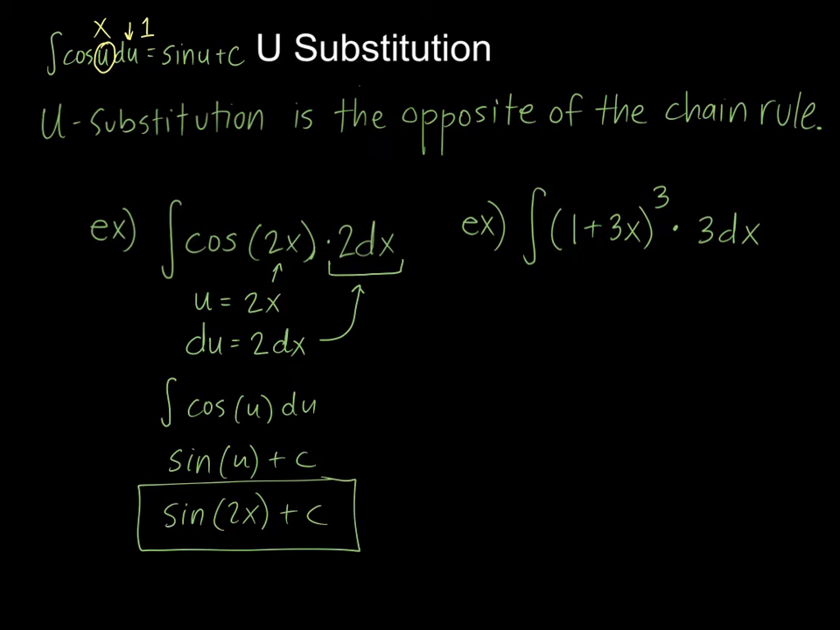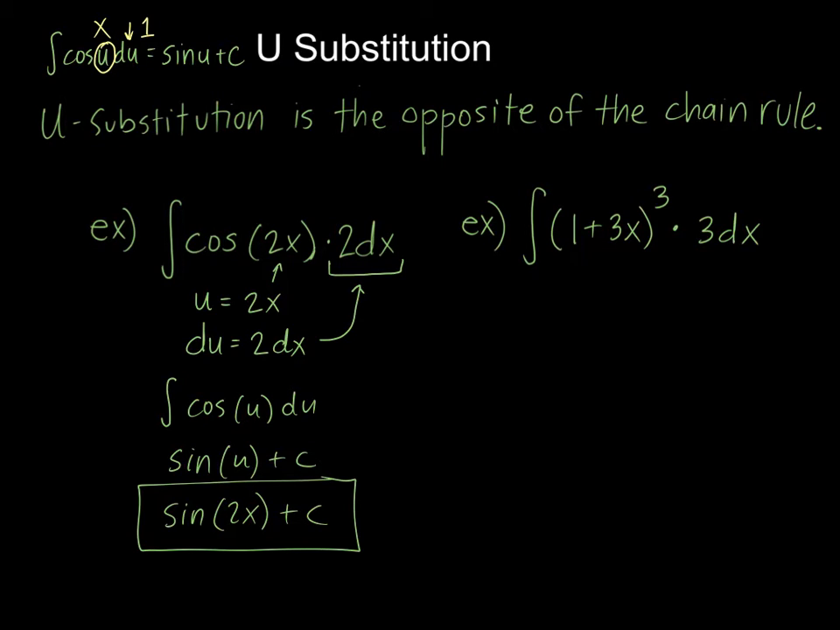Now, how is this the opposite of the chain rule? Well, if you wanted to take the derivative of sine 2x, you would get cosine 2x, but then you would tack on that extra times 2. When you do the chain rule, that other derivative just shows up out of nowhere, and you just have to add it in there or multiply by it. It just pops up out of nowhere.